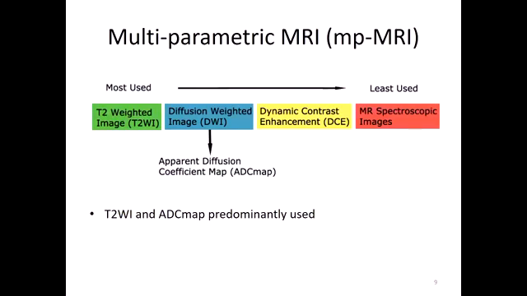Okay, so what is multi-parametric MRI? This consists of 4 modalities of MRI images, and I've listed them from the most used to the least used in the context of prostate cancer detection. The first is T2 weighted image, and this relies on the water content of tissues. So it's very good at detecting spatial differences in tissues with different water contents.